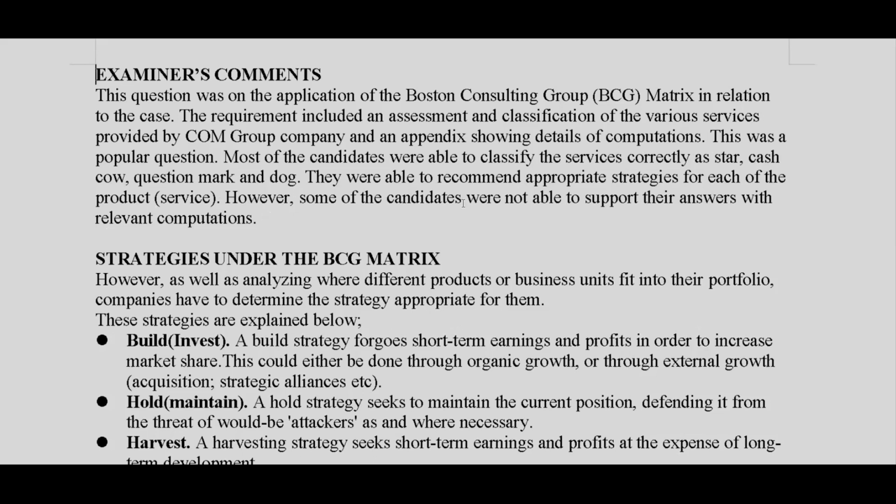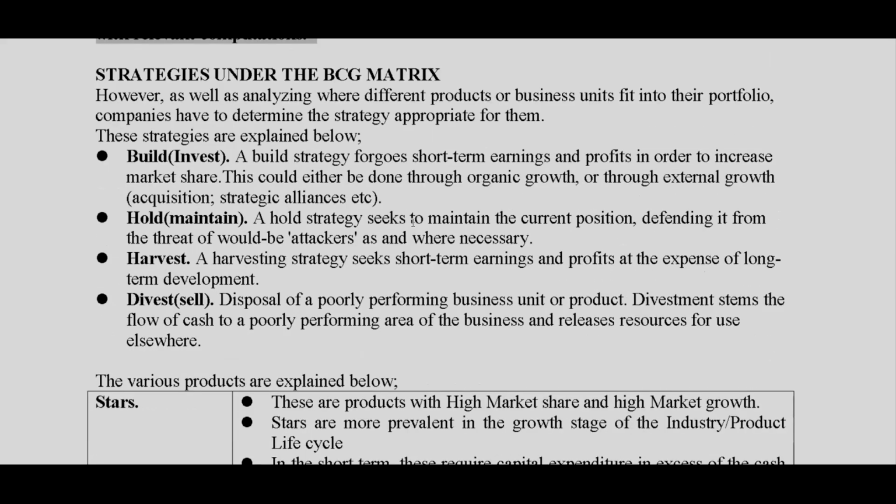So this is mostly the problem that we have when it comes to BCG. Students are able to explain what star is, what question marks are, with the strategies, but they can't do the calculations, which was what I said when we started. So what are the strategies under the BCG matrix? So we first have build or invest, as I told you. A build strategy forgoes the short-term earnings and profits in order to increase market share. This could either be done through organic growth or through external growth. That's acquisition, strategic alliances. So you see, they all work together to achieve this.